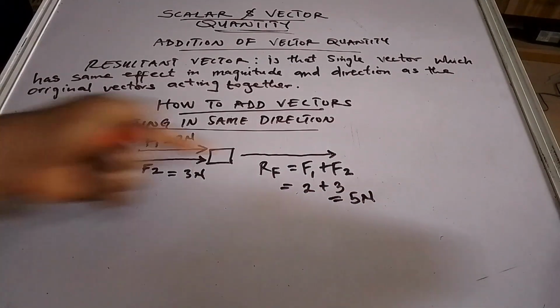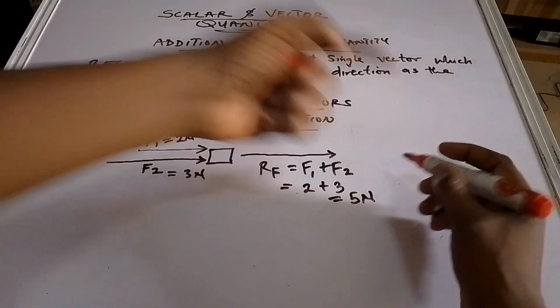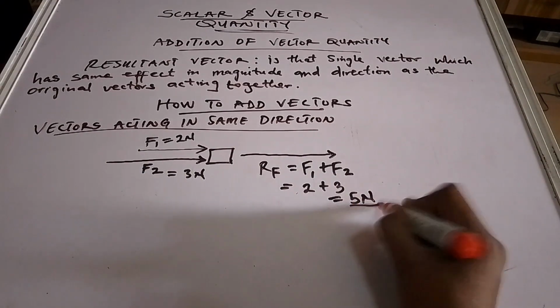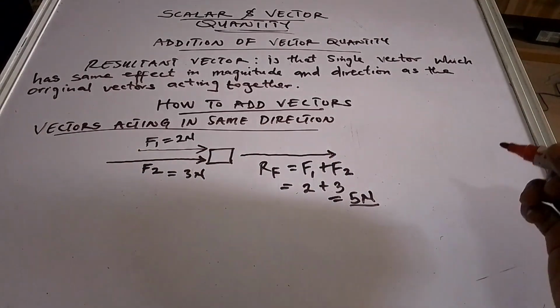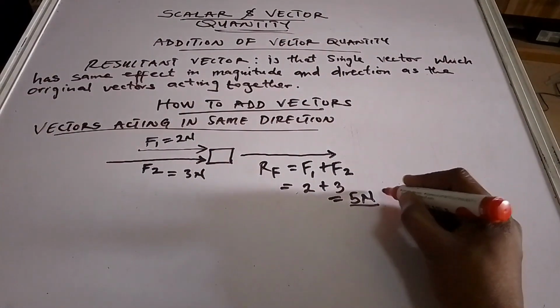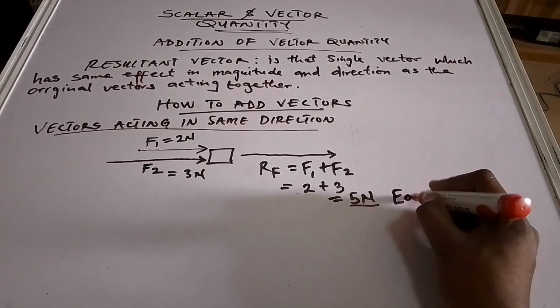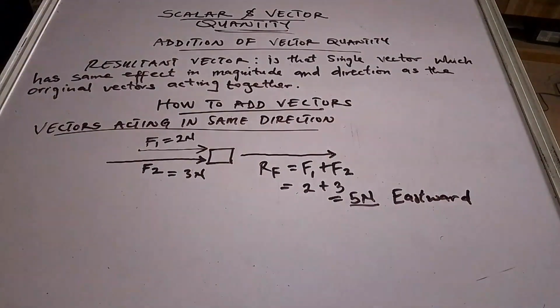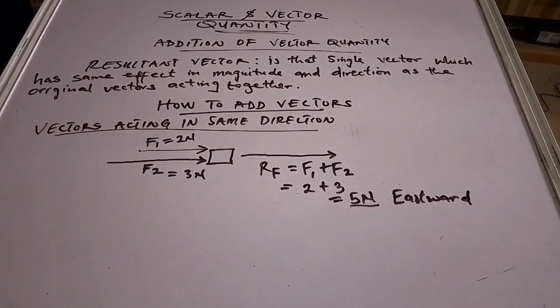In which direction? Along this direction. That's why we are saying that for a vector quantity, we always have the magnitude and we also have the direction at which it's acting. So the overall direction is going to be towards the east. So the direction is eastward. So let's look at case 2 now.